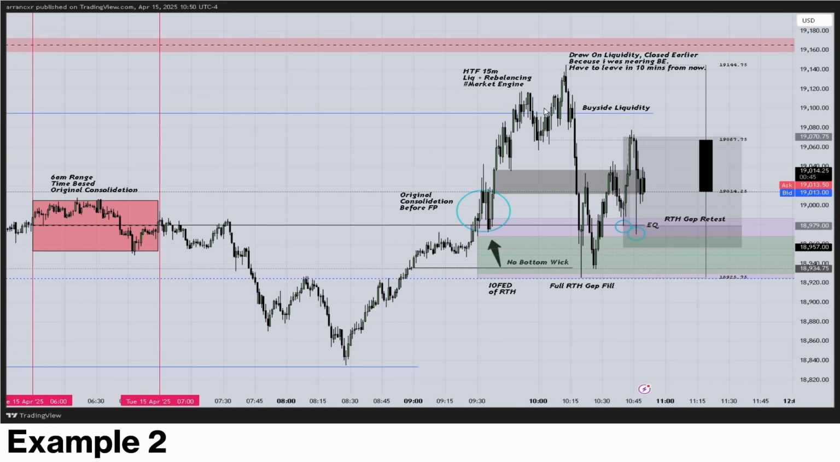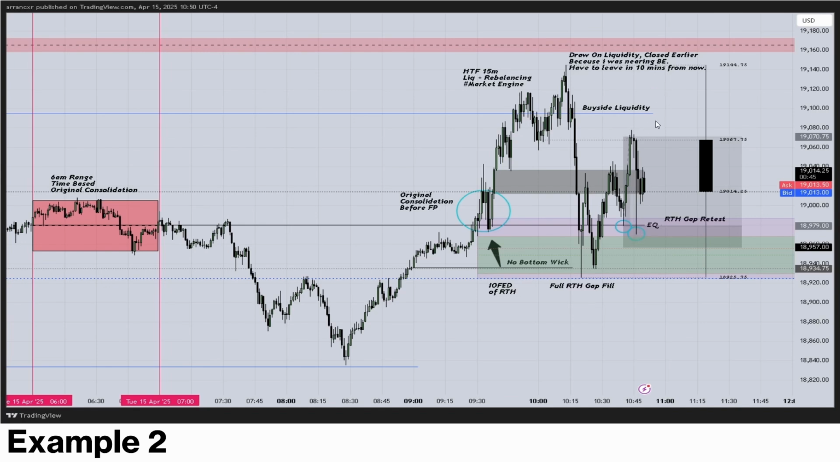And then what happened is that we made a turtle soup right here at the highs, and then we went for a gap fill right here, and price just retraced, and I just managed to snipe long right here using the time-based original consolidation at equilibrium as my entry. And I did aim for this buy side liquidity above, but I had to close early since I had to leave my house. But yeah, luckily I did get out right on time, and price did dip back again.